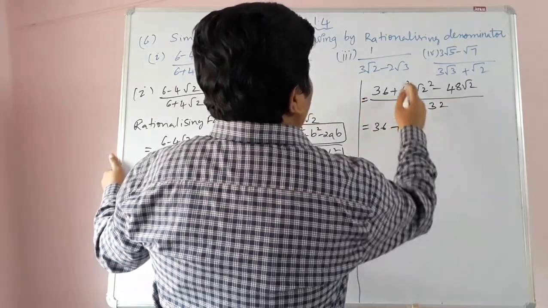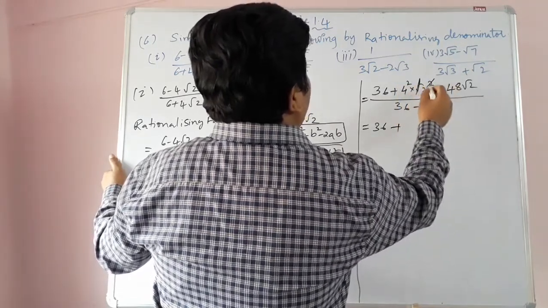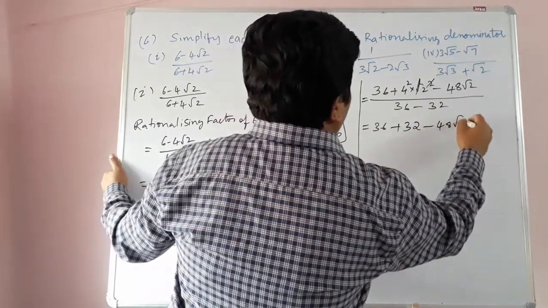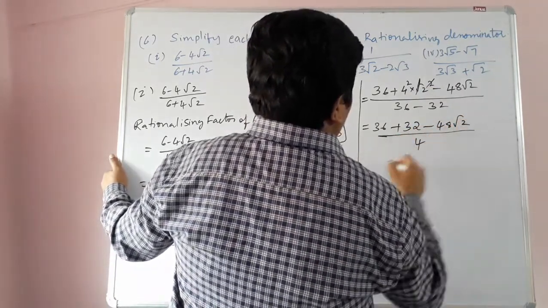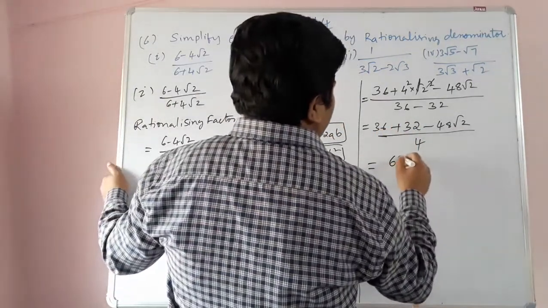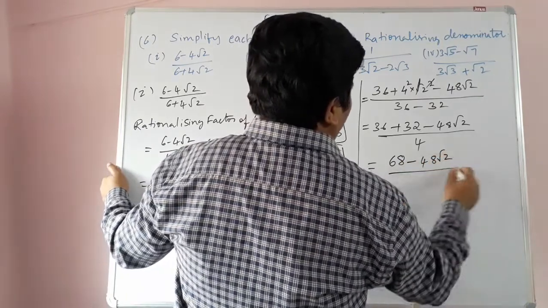Now see the next step. 36 plus 4 square is 16, square and square root cancel. So 16 into 2 is what? 32, minus 48 root 2, by 4. That is equal to 36 plus 32, what is the value, students? 68 minus 48 root 2 by 4.